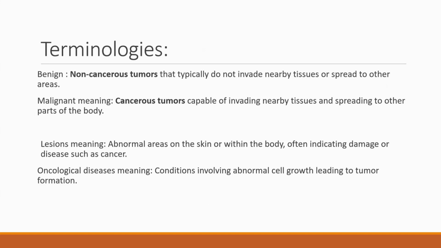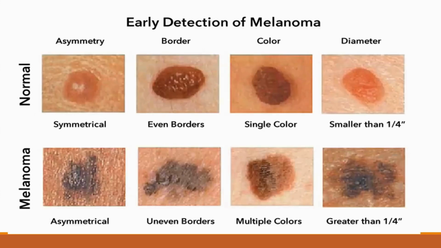Now let us talk about lesions. Lesions are just abnormal areas on the skin or in the body, often indicating damage or disease like cancer. And finally, oncological diseases. They are just conditions related to abnormal cell growth, which can lead to tumor or cancer. This is an image which shows the difference between a normal lesion and a cancerous lesion called melanoma, which is a type of skin cancer which is included in our dataset.